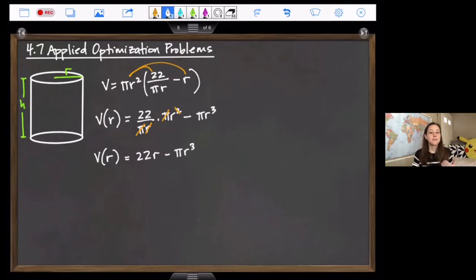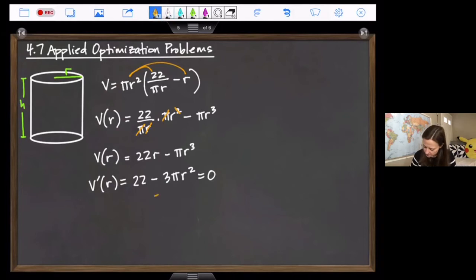We need to find the absolute maximum. So let's go ahead and find the critical points of this volume function. So we're going to find V prime of r. Let's see, 22r derivative will just be 22 minus, the pi is a constant multiple, it's just going to go along for the ride. So we're going to take the derivative of the r cubed. So we'll bring down the 3 with the pi, r squared, and we're going to set this equal to 0. So let's add 3 pi r squared over to the right to make that a positive term. So plus 3 pi r squared.